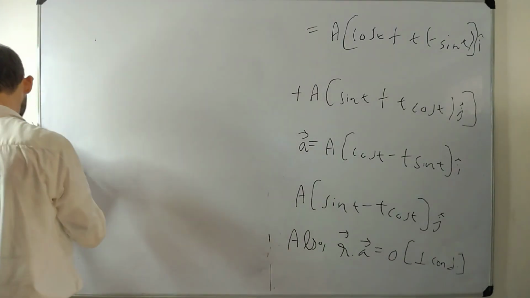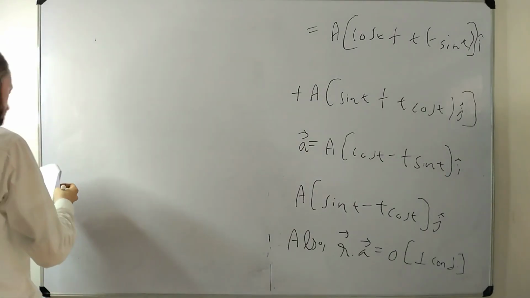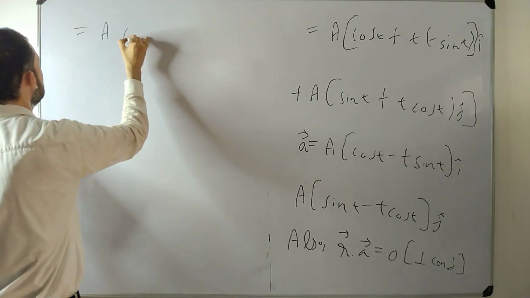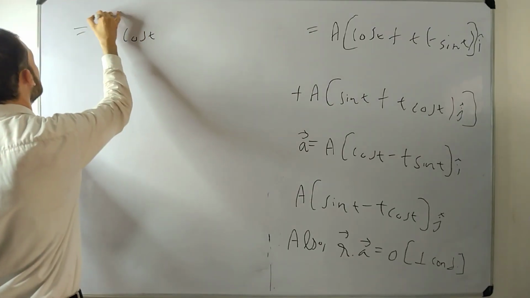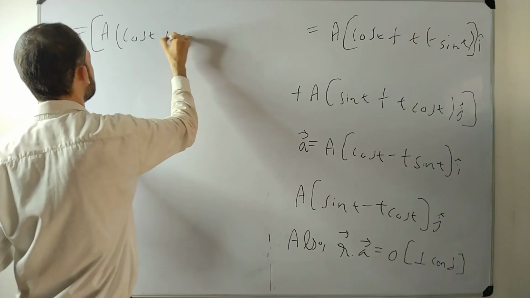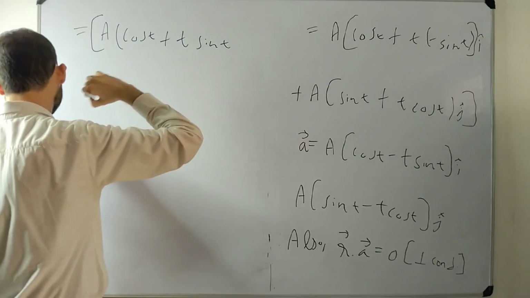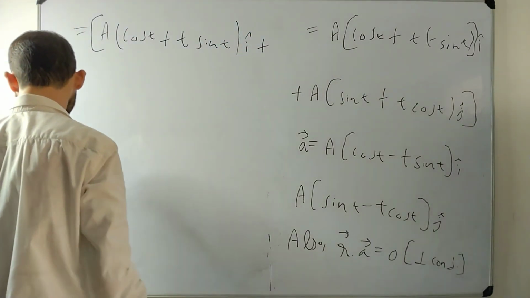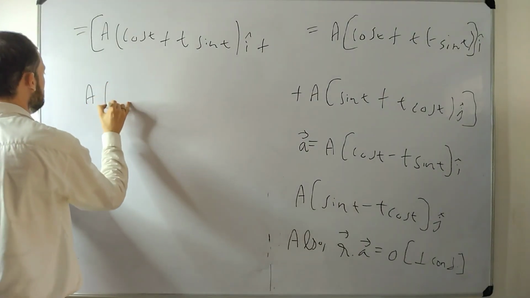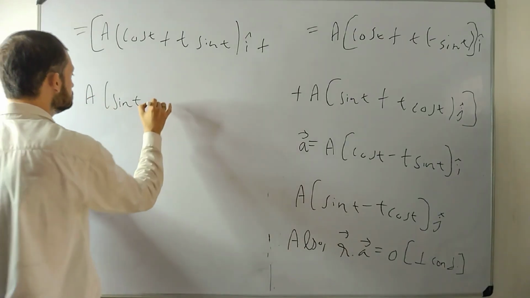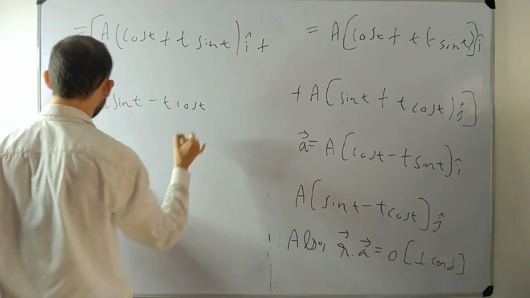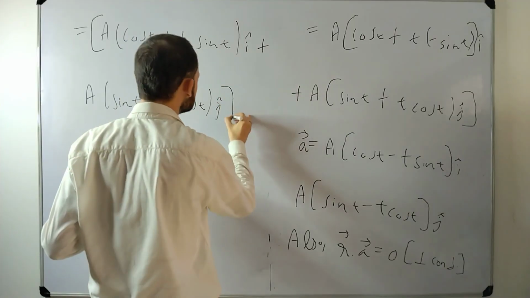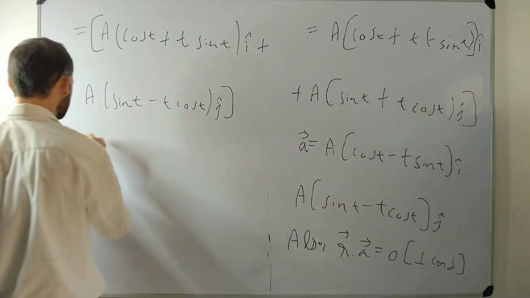So the thing here, r dot a is A cos t plus t sin t, A sin t minus t cos t j cap. Now the A vector, A.